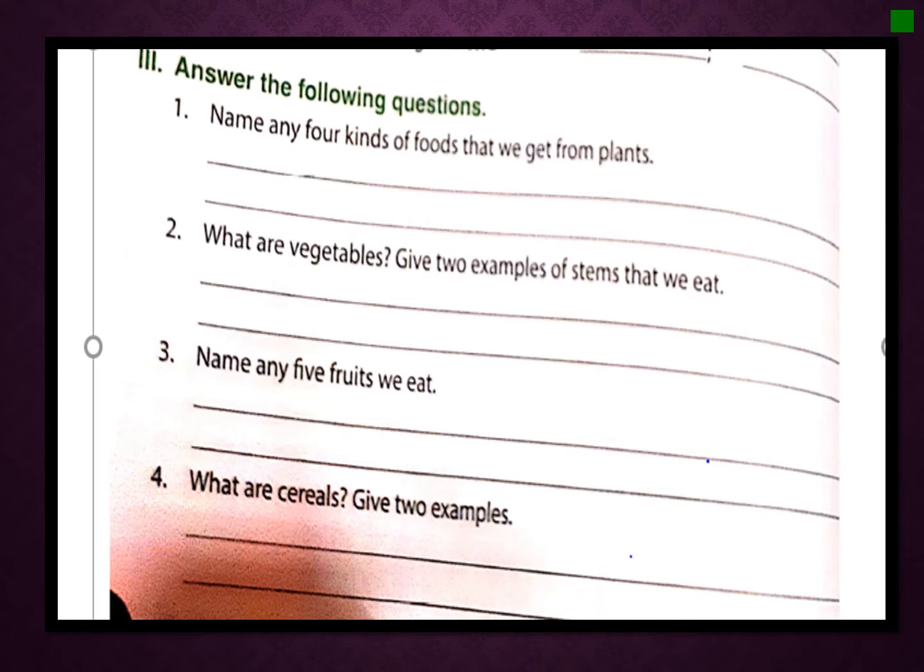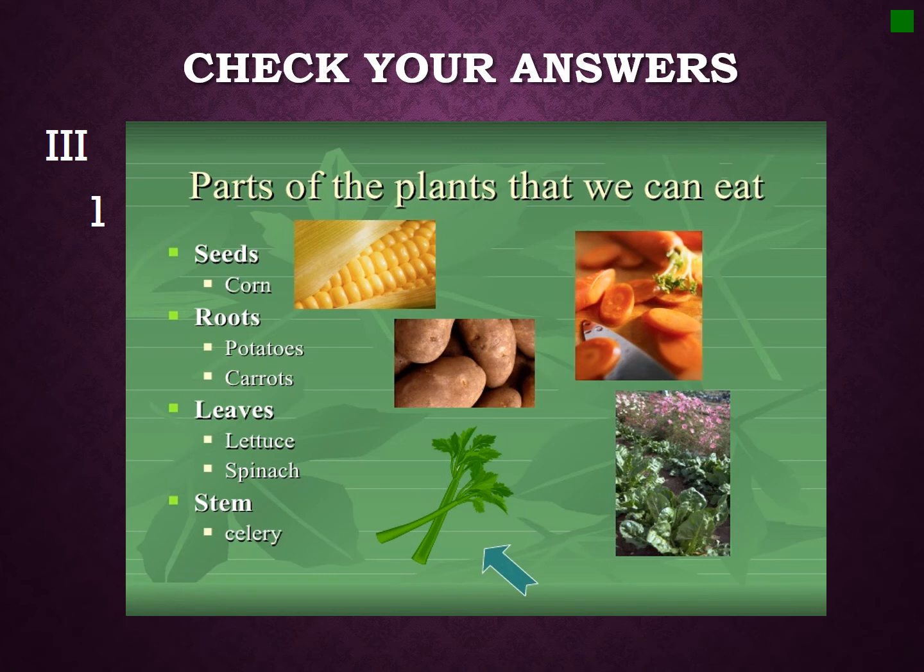Answer the following questions. Name any 4 kinds of food that we get from plants. What are vegetables? Give 2 examples of stem that we eat. Name any 5 fruits that we eat. What are cereals? Give 2 examples. So here you can check your answers.